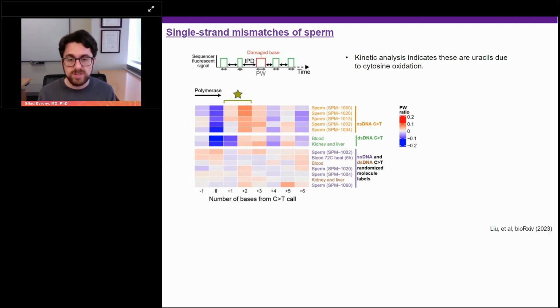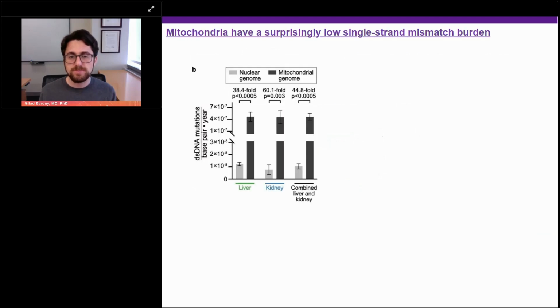We now know from other experiments that indeed these are uracils. It's true cytosine deamination into uracils. And that's why there's this altered kinetic profile. I'm showing here this change, color-coded, of pulse width duration in sperm samples, specifically in the two bases following the actual cytosine deamination base.